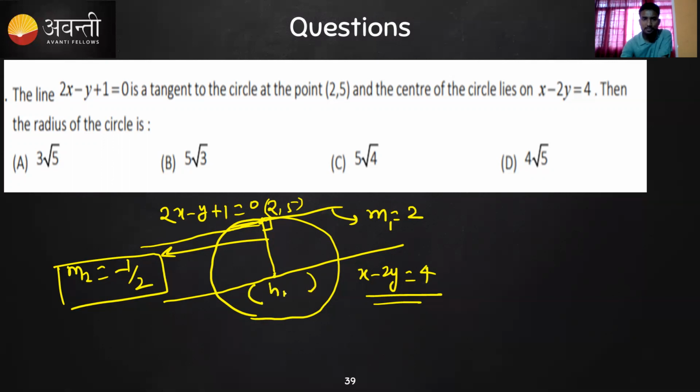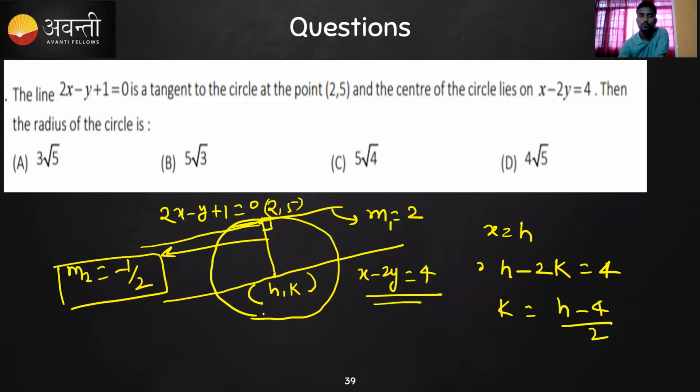So suppose this is h comma k. We have taken this h comma k, so it will satisfy the line x minus 2y is equal to 4. So if x is equal to h, what will be the value of k? Here x is h, minus 2 times y, which is k, equal to 4. So from here k is equal to (h minus 4) by 2. So we have found this h and (h minus 4) by 2. Okay, guys.